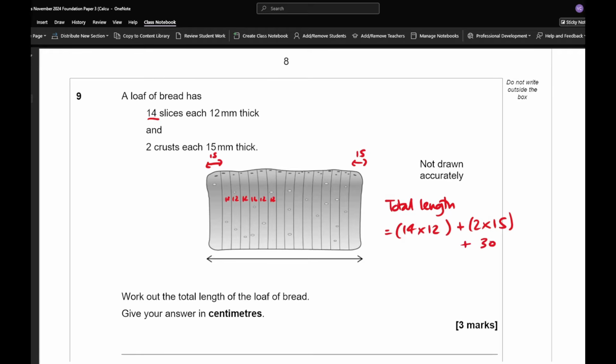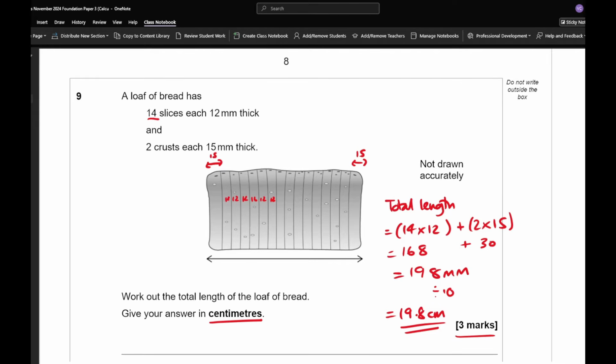This is going to equal 168, giving me a total of 198 millimeters. But the question says it wants the answer in centimeters, so I divide that number by 10, giving me an answer of 19.8 centimeters. Now please bear in mind that the question is worth 3 marks, so it is important that you show your working out for this question.